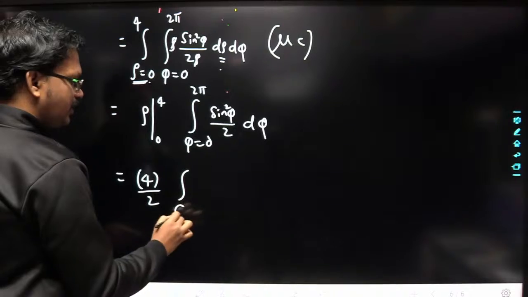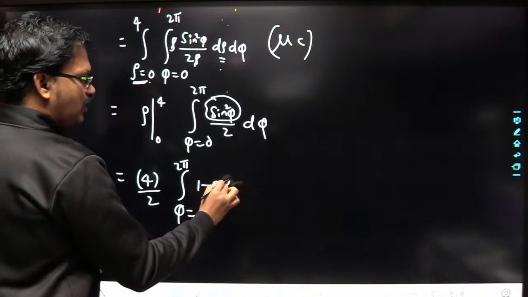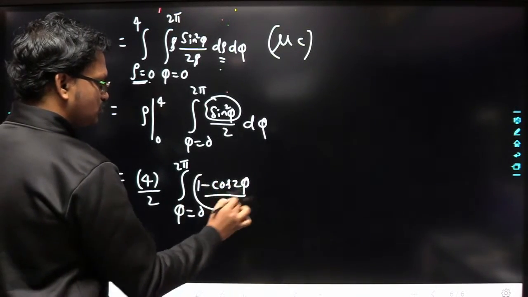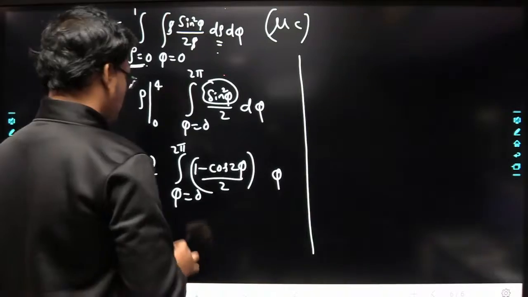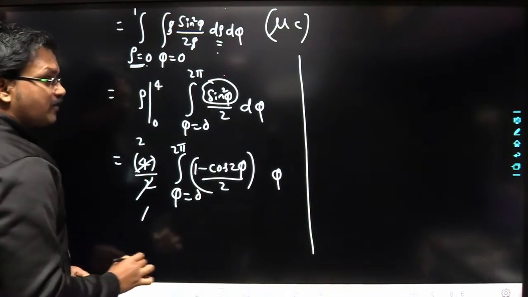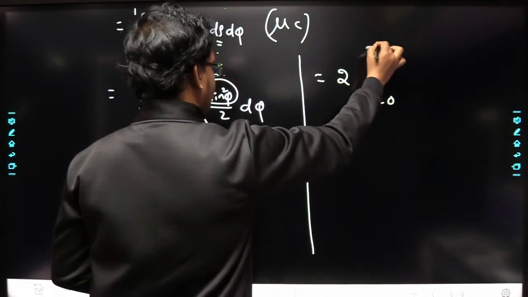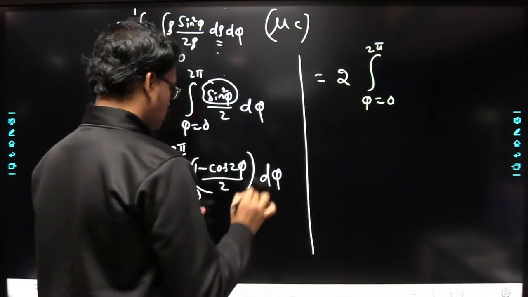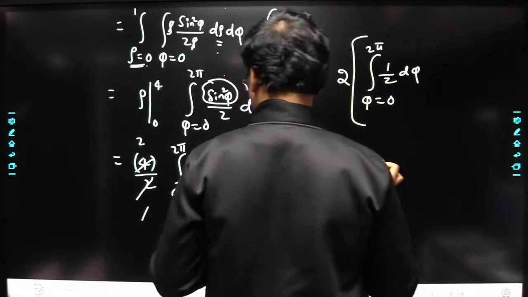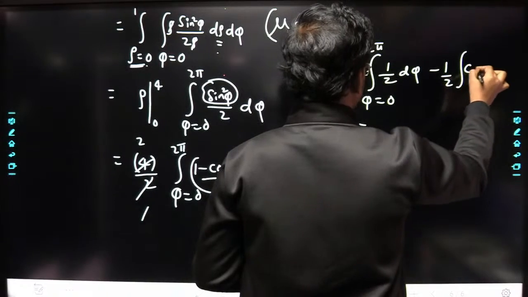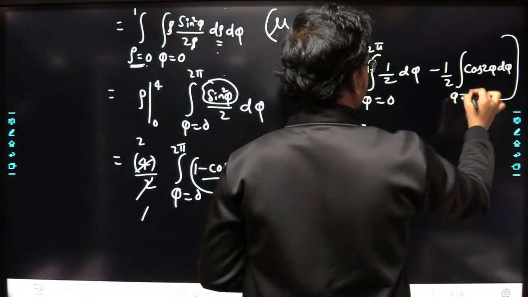So now here integral phi is equal to 0 to 2 pi. This is sine square phi. I can write it as 1 minus cos 2 phi by 2 into d phi. Understood? So if you do this here, what you are going to get? Here 2 1s and here 2 2s. So you will get here 2 into integral phi is equal to 0 to 2 pi, 1 by 2 d phi, minus 1 by 2 integral cos 2 phi d phi. Its range is from 0 to 2 pi.